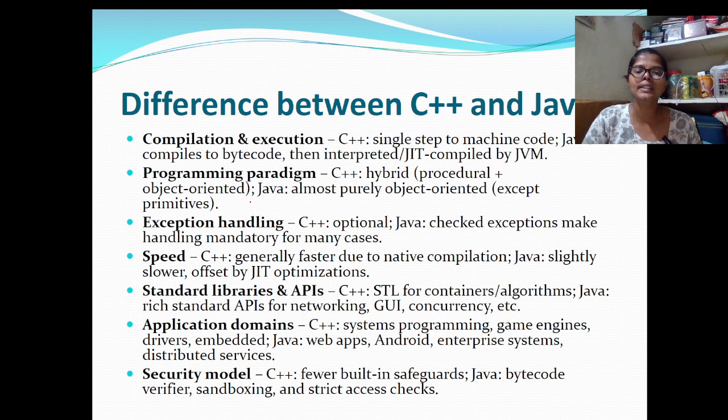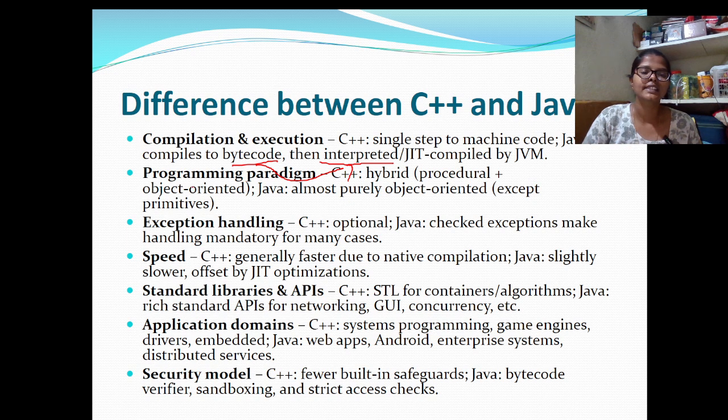Next, compilation and execution. In C++, there is one step to convert the code to machine code, but in Java, we follow two steps. First, we convert it into bytecode, then we convert it into machine code using the interpreter and just-in-time compiler. So Java has a two-step process. It includes a compiler, an interpreter, and a just-in-time compiler. The compiler converts the code into bytecode. That bytecode is then converted to machine code using the JIT compiler and interpreter.